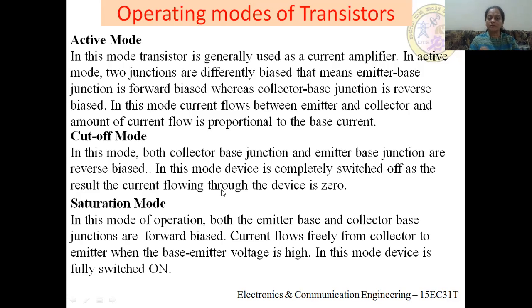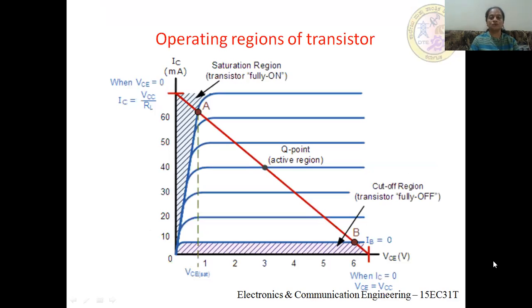In cutoff mode, both input circuit and output circuit are reverse bias, whereas in saturation mode, input circuit and output circuit both are forward bias. So using these modes of operation, we are going to study how the transistor is used as a switch, as well as how it can be used as an amplifier.